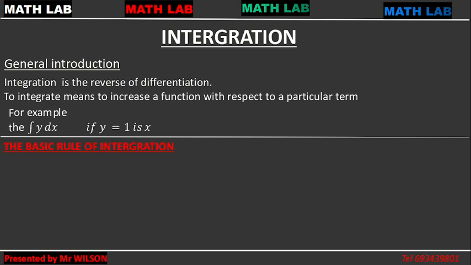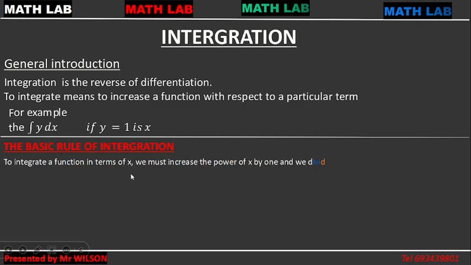the basic rule of integration. To integrate a function in terms of x, we must increase the power of x by 1, and we divide the integral by the new power of x, plus a constant of integration.